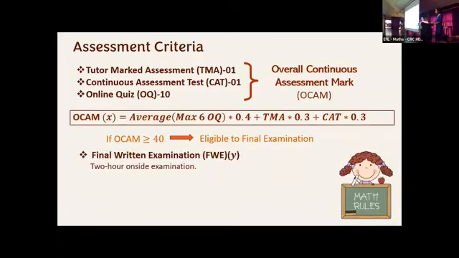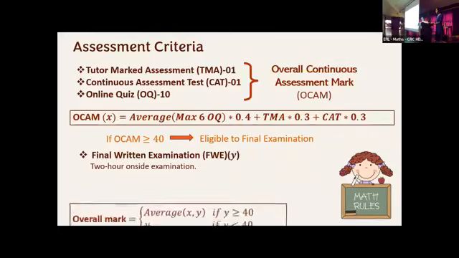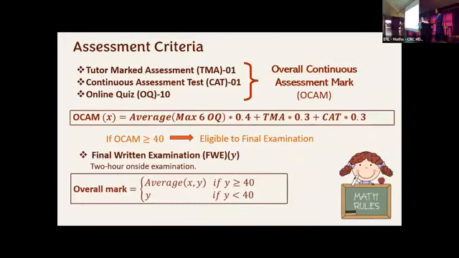Here we go for the final examination, and it will be a 2-hour examination, which will be on-site. Then how will you calculate your final grade? If your OCAM mark, final written examination mark, is greater than or equal to 40, then your final grade will be the average of the OCAM mark and the final examination mark. But if the final examination mark is less than 40, then it will be just that mark.